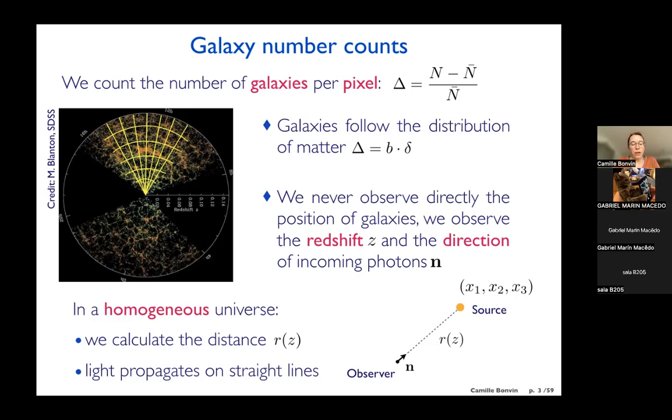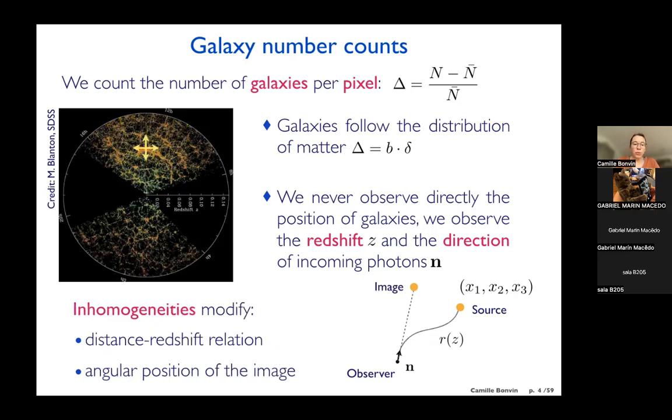Now, if our universe were perfectly homogeneous between the galaxy that we observe and us, we could actually directly infer the position of the galaxy from a measurement of redshift and N, because in a homogeneous universe, once we know the redshift, we can calculate the distance. Of course, we need for that a background cosmology, but once we have it, we have a direct relation between the two. And also in a homogeneous universe, light propagates on straight lines. So it means that if we know the direction of the incoming photons, we know directly where the galaxy is.